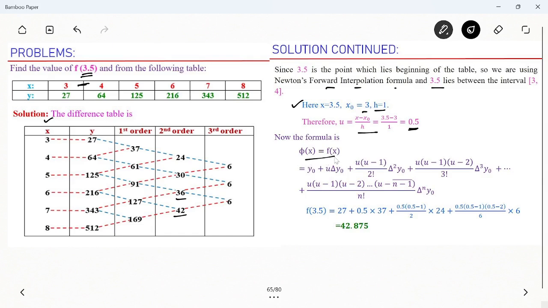Now the formula is this. This is the formula we already discussed. So here x is 3.5, and x0 is 3. So y0 is 27. Del y0 is 37. Del square y0 is 24. Del cube is 6. The rest will vanish. After calculating, we are getting this value. So if we have this Newton's forward interpolation formula, we can easily find the values.